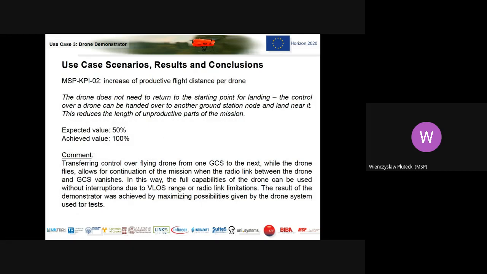The second KPI is the increase of productive flight distance per drone. This is obviously what is expected, that if we use the capability of the drone to fly a longer distance without the necessity to return to the starting point, we'll use this capability to fly over the productive part of the mission. So the expected was 50%. We achieved 100%. This is at first look very spectacular, but I remind you that this is with respect to the productive flight distance, not the total flight distance. And this is really, of course, a good result.